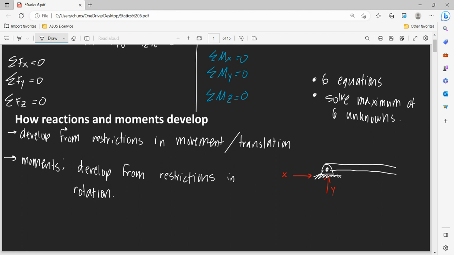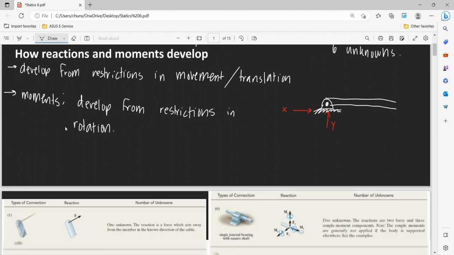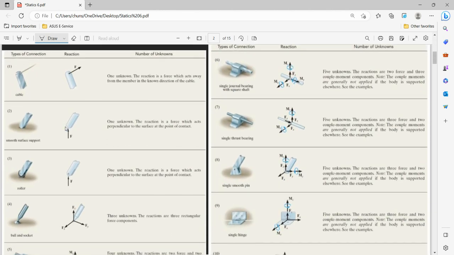So in these problems, we're going to be developing pin support reactions as well as moments due to certain fastenings and structures that we use to secure rigid bodies into place. So we're going to have to consider moments that develop, and we also have to consider what direction they are going in. So, like our previous video, we have different kinds of connections and the different kinds of reactions that they produce, as well as the number of unknowns that we produce.